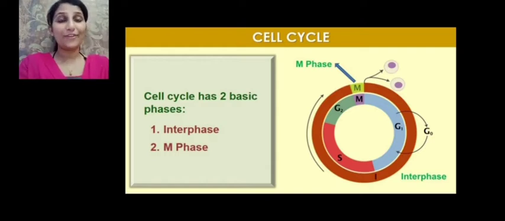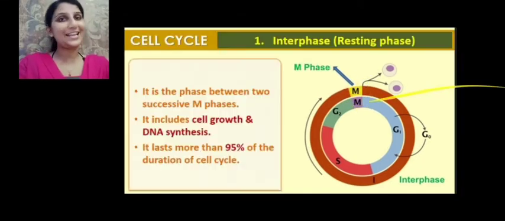So what are these M phase and interphase? In this cell cycle, we can see this orange colored part constitutes the interphase. From this diagram itself, we can understand that interphase consumes a larger amount of time in the cell cycle. And this is the M phase. So two phases, interphase and M phase.